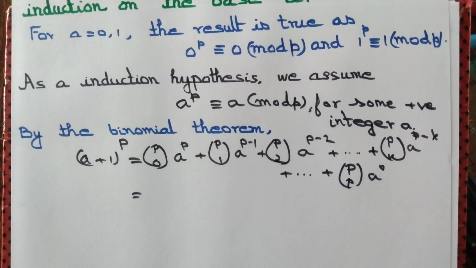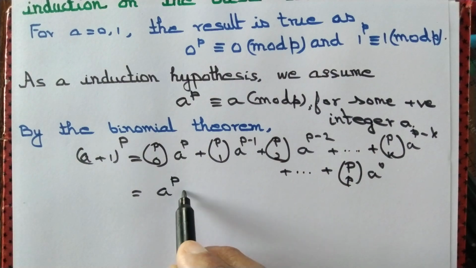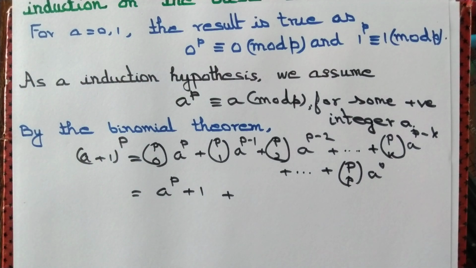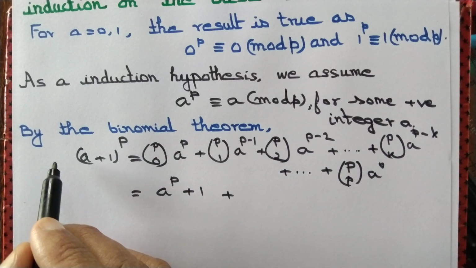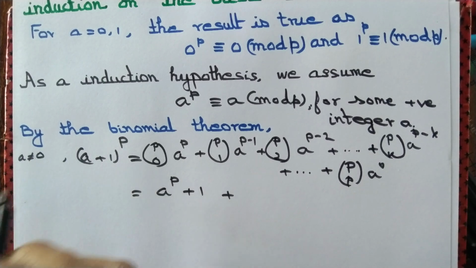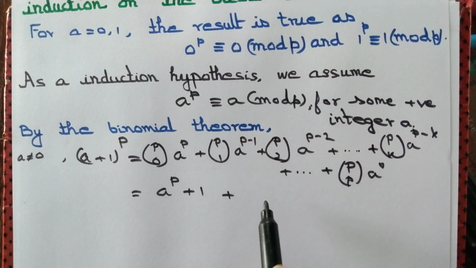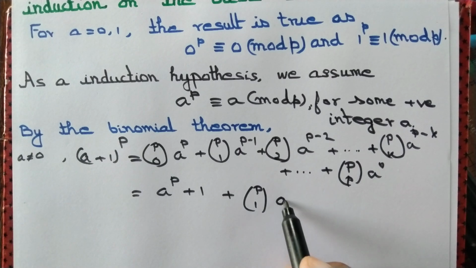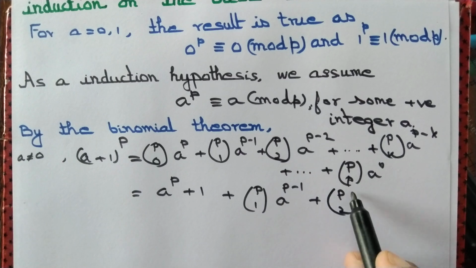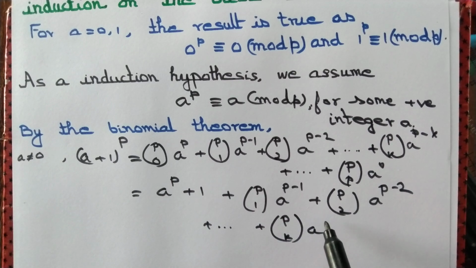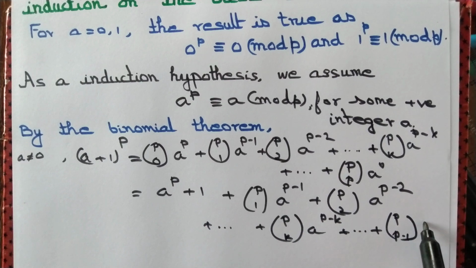Now p choose 0 is of course equal to 1, so this is a to the power p, and p choose p is also equal to 1, so plus 1, as a to the power 0 is 1 as long as a is not equal to 0. For a equal to 0 we have already shown it to be true, so we assume a not equal to 0. Now, a to the power p plus 1, plus p choose 1, a to the power p minus 1, plus p choose 2, a to the power p minus 2, plus dot dot dot plus p choose k, a to the power p minus k, plus dot dot dot plus p choose p minus 1, a to the power 1.